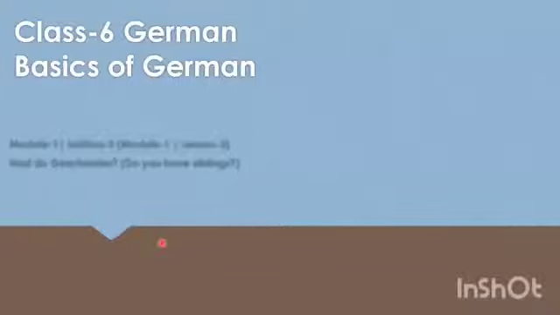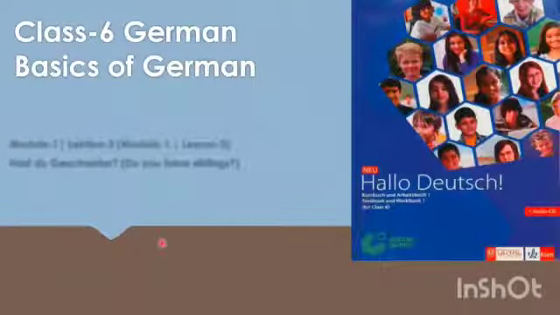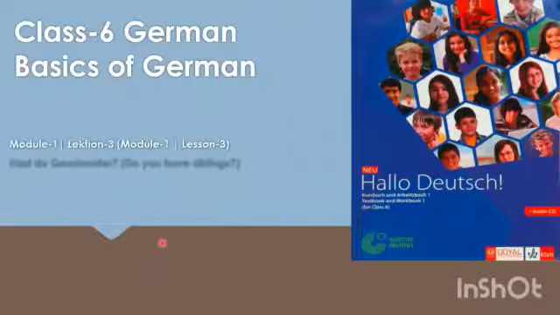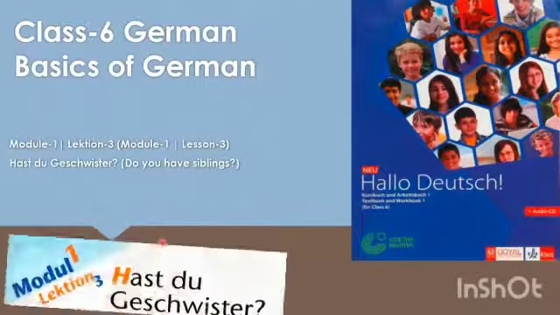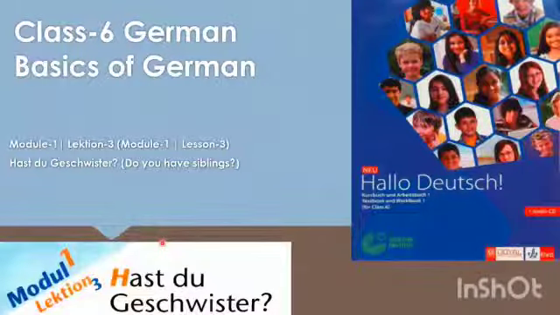Currently, we are taking the reference from the book HALLO DEUTSCH. But if you don't have the book, you can still learn with us because this is class 6 German and these are the basics of German. Right now, we are doing the chapter Module-1 Lektion-3, Module-1 Lesson-3, and the chapter name is Hast Du Geschwister, which means do you have siblings? And this is the 6th introduction video of this chapter. In this video, we are going to learn some grammar. So now let's get started.